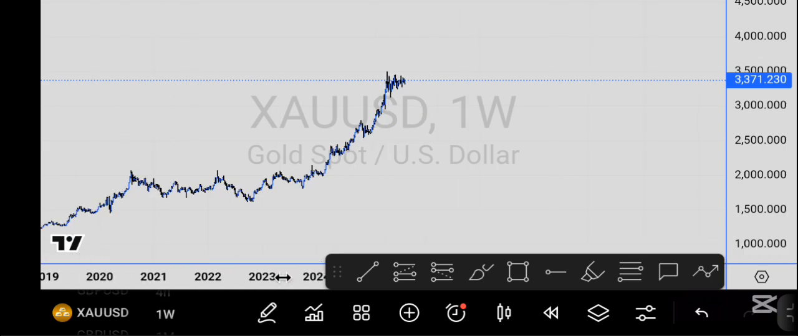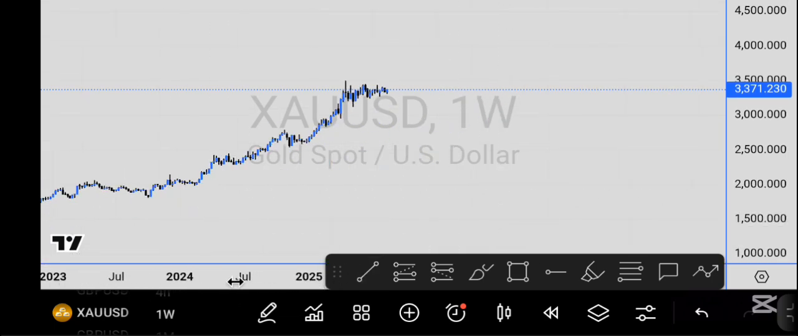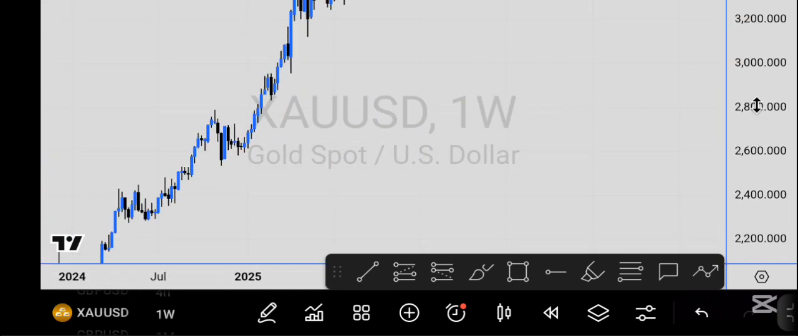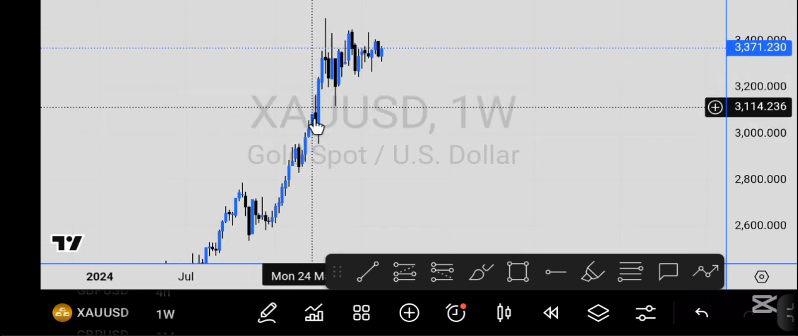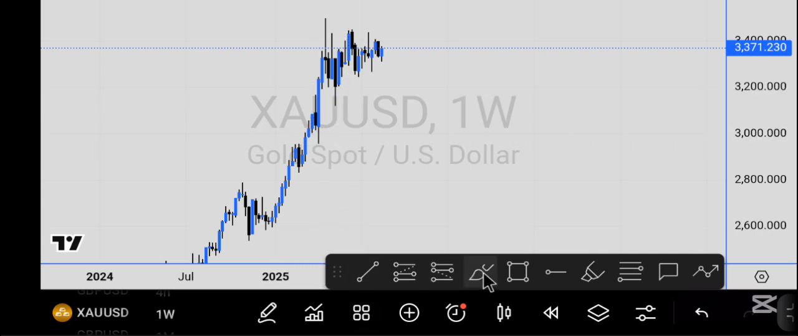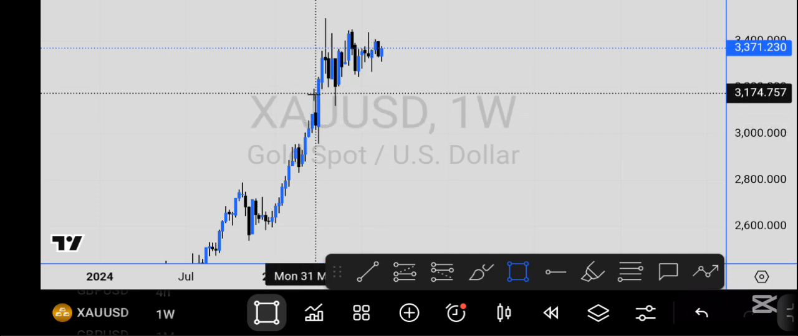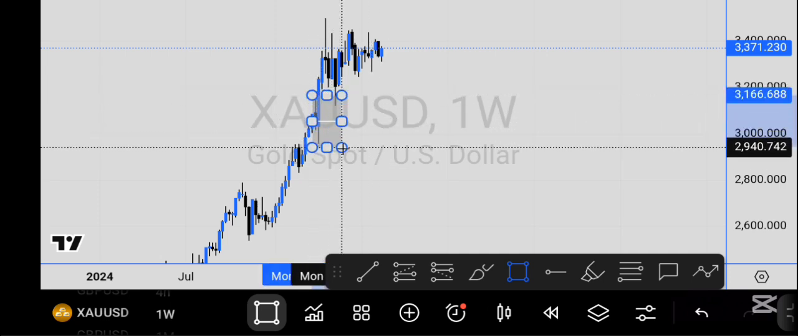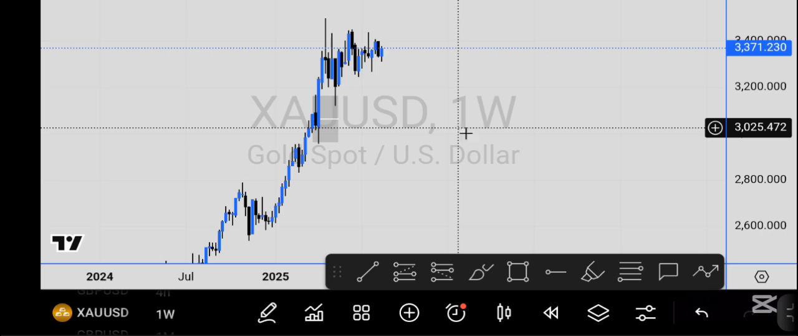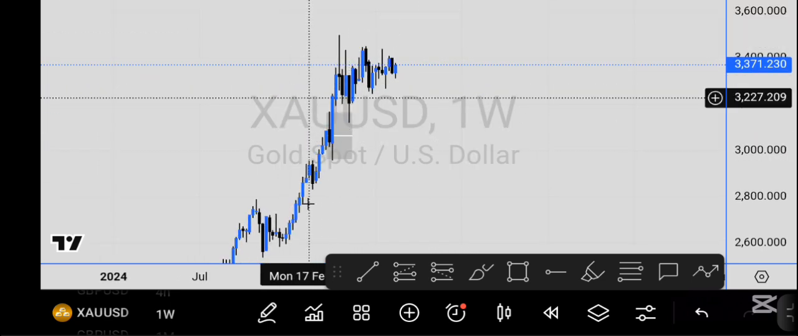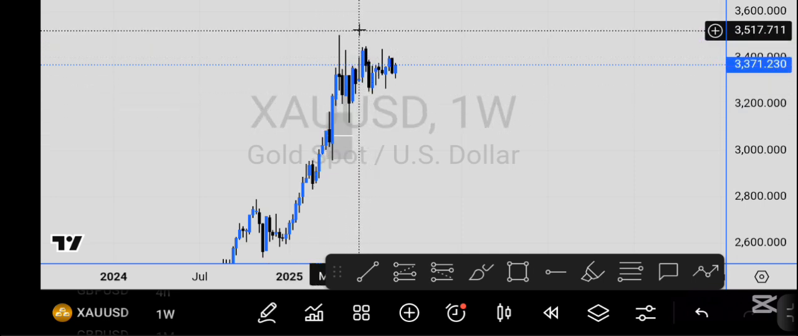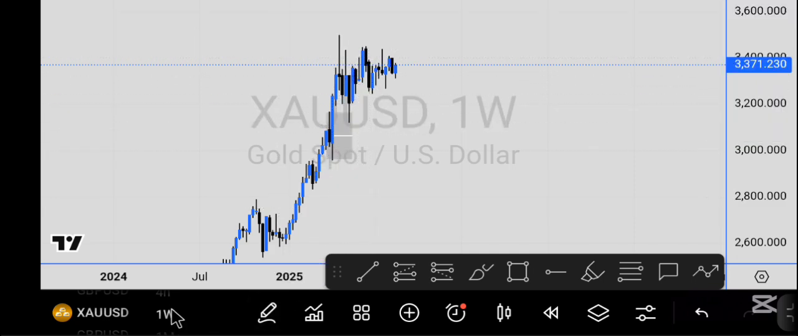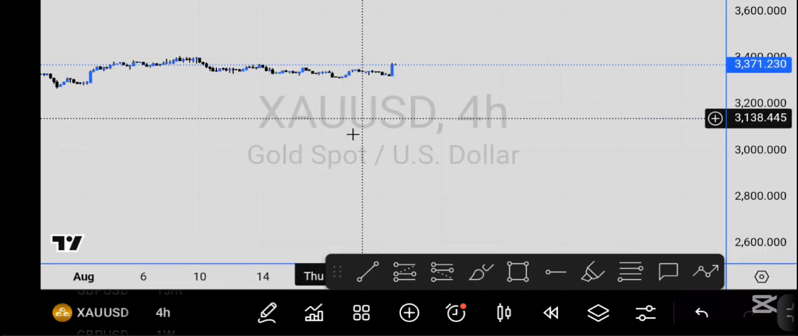So let's see, what do we have? Right here we have an order flow, and price tapped into this order flow. You can see, so price tapped into this order flow, and that's basically what we have here. So on the 4 hours, we just need to confirm this order flow and then we can go long.